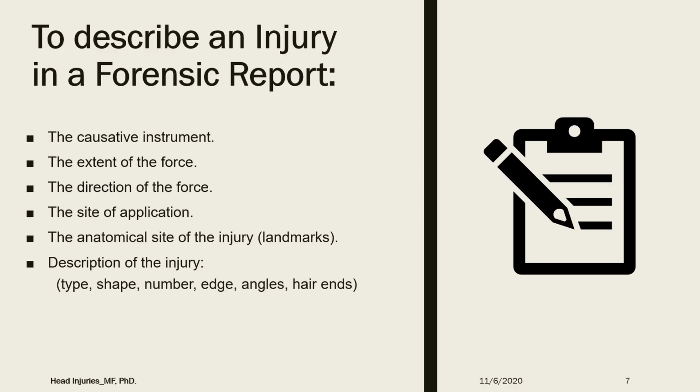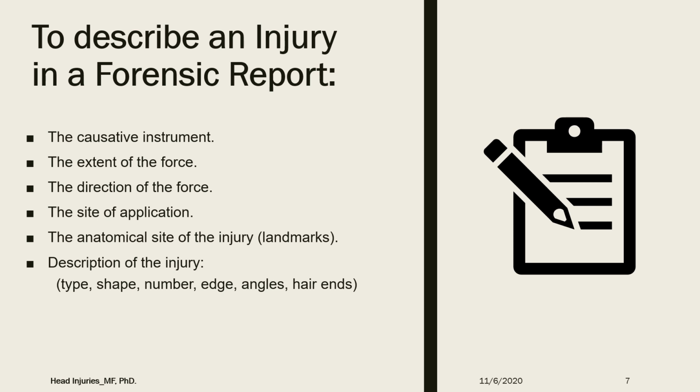When it comes to describing an injury in a forensic report, you need to keep in mind the items listed on this slide and try to find answers to these questions. So what is the causative instrument? Is it a blunt instrument or a sharp-edged instrument? What is the extent of the force? Is it heavy or is it light? The direction of the force and the site of application, which describes the relationship between the assailant and the victim in most of the times.